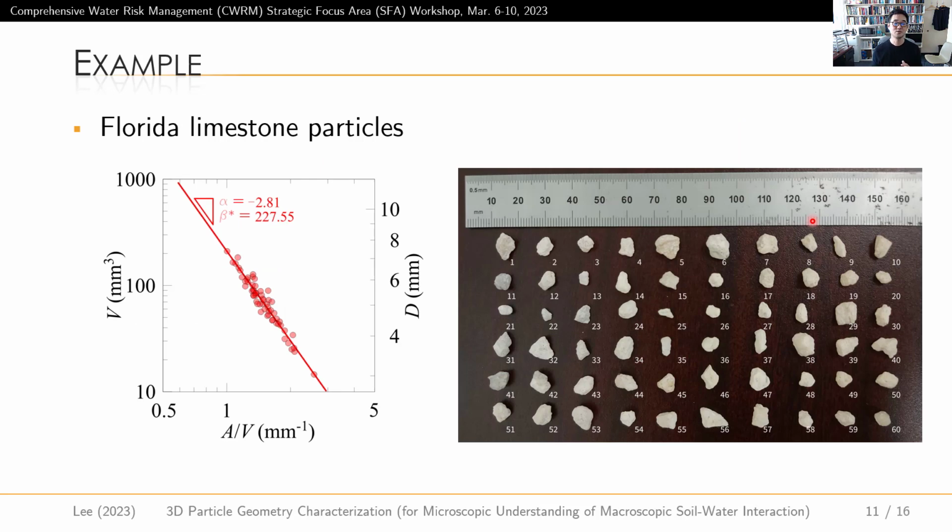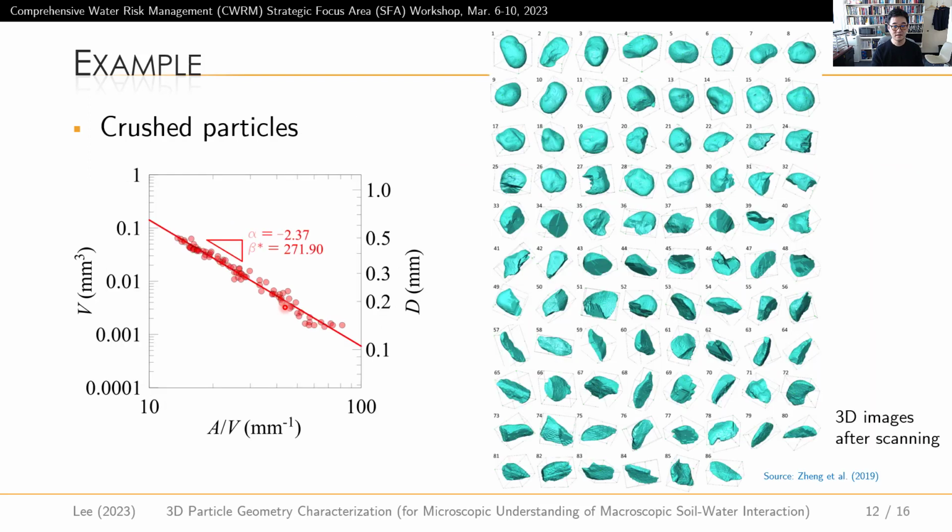So this is an actual example from mineral particles. We scanned 60 particles of limestone, the Florida limestone. And you can see the data points are not much scattered and show a very coherent linear relationship in this space. You can easily identify that power regression line. This is just another example of crushed particles, and you can see the data points are showing a very coherent linear relationship. We have scanned about 1,000 particles so far. We could identify that all of the data sets are showing a very coherent linear relationship.